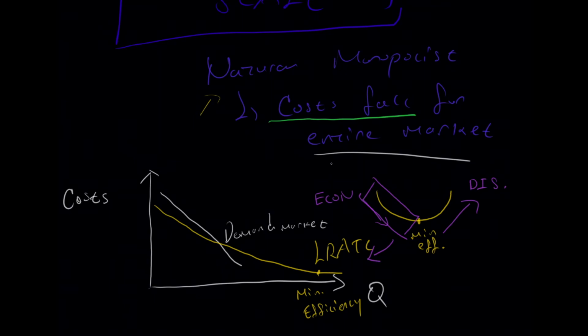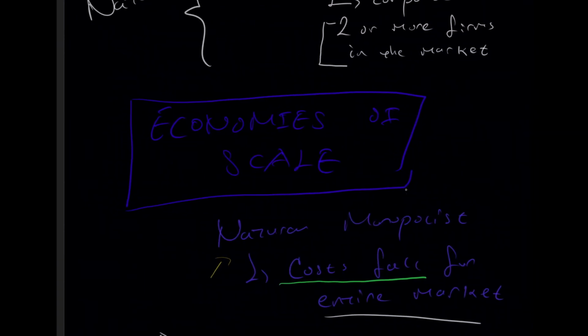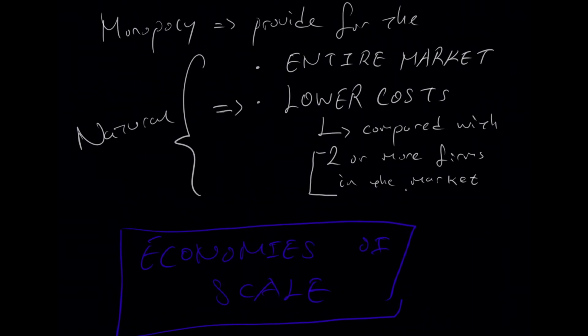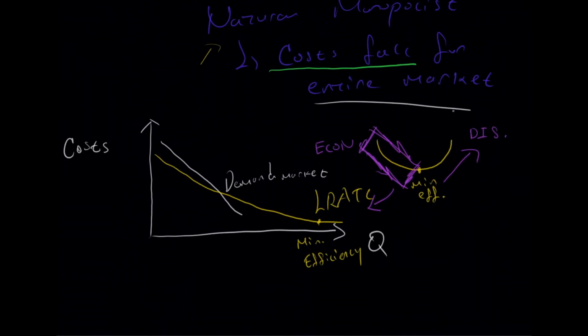entire market. And that is why the natural monopolist is naturally suited to supply for the entire market, because the market demand is within the range of economies of scale. And that, ladies and gentlemen, is why the natural monopolist has lower costs than two or more smaller firms in the market, because the natural monopolist is encountering long run average total costs that are falling as quantity demanded increases, because the market quantity demanded is within the range of falling average costs, or within the range of economies of scale.